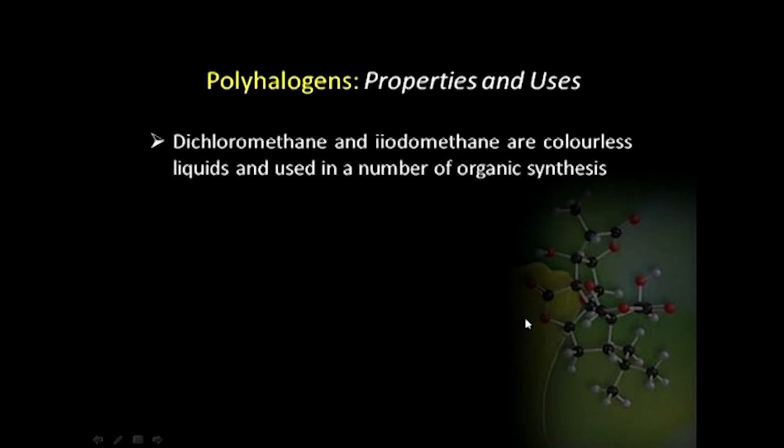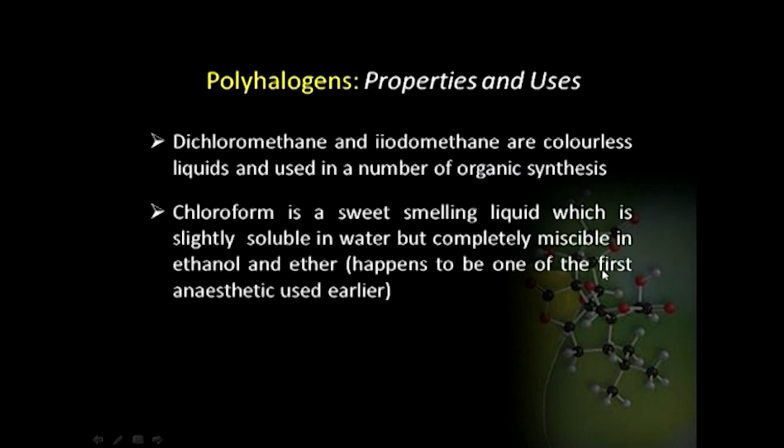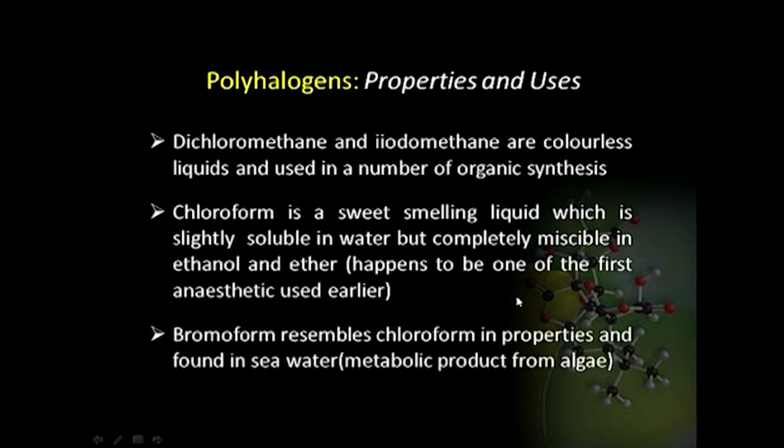Polyhalogens have got a number of uses, and as far as their properties go, dichloromethane and iodomethane are colorless liquids used in a number of organic syntheses. Chloroform is a sweet smelling liquid which is slightly soluble in water but completely miscible in ethanol and ether, and it happens to be one of the first anesthetics used in earlier times. Bromoform resembles chloroform in properties and is found in seawater, and it is also a metabolic product from algae. So, this is as far as the reactions of alkyl halides and the polyhalogens were concerned.